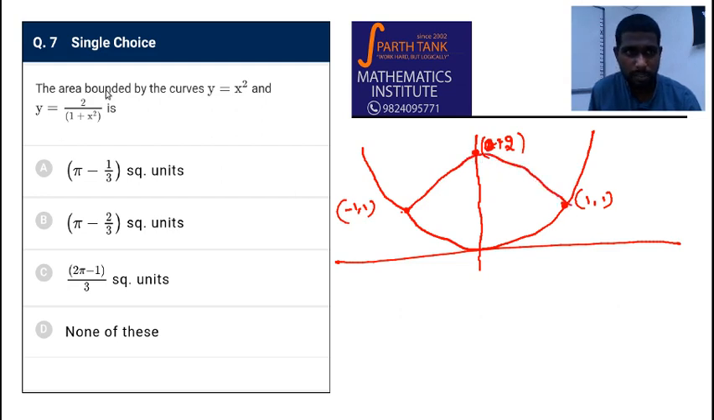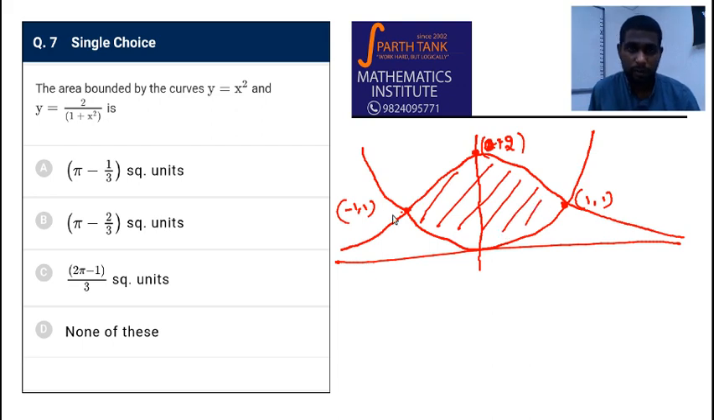And it is always positive and it will go to 0 as it goes to infinity. So the curve is going to be like this. Now we need this area. Now see, already we have managed to figure out the points of intersection, so the limits are known.